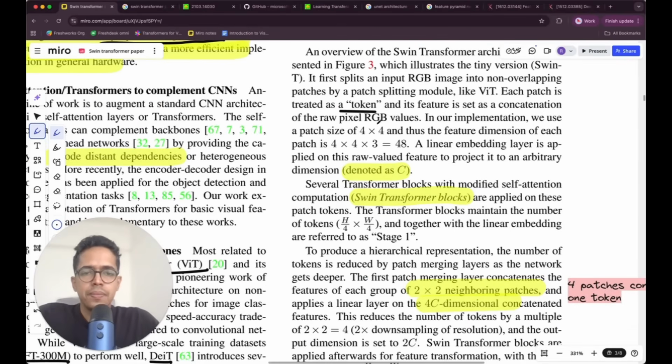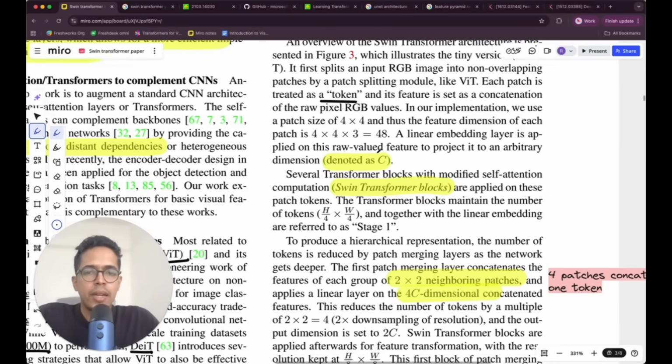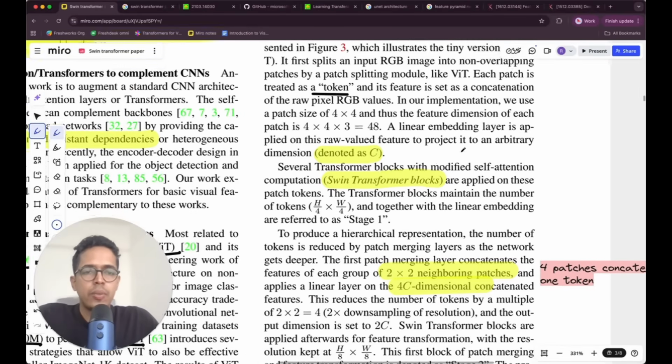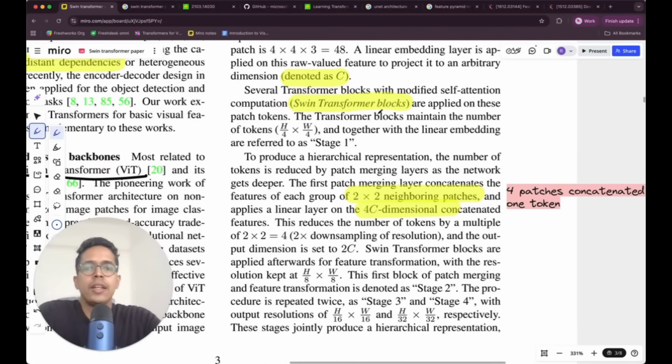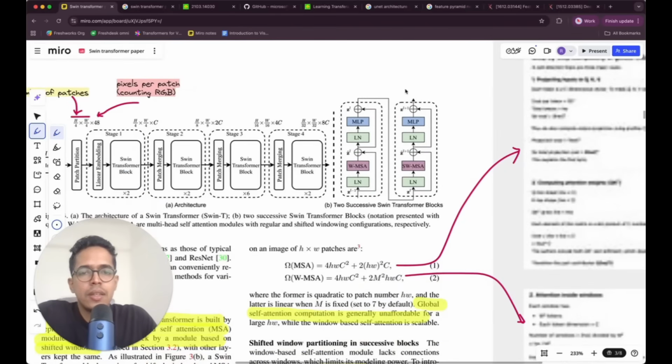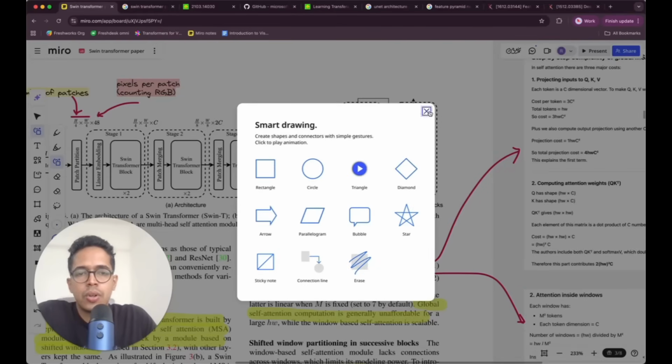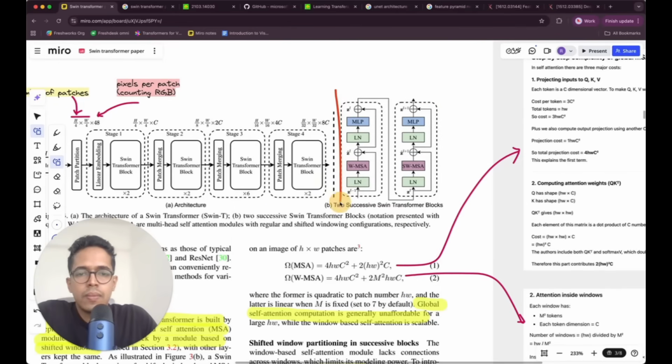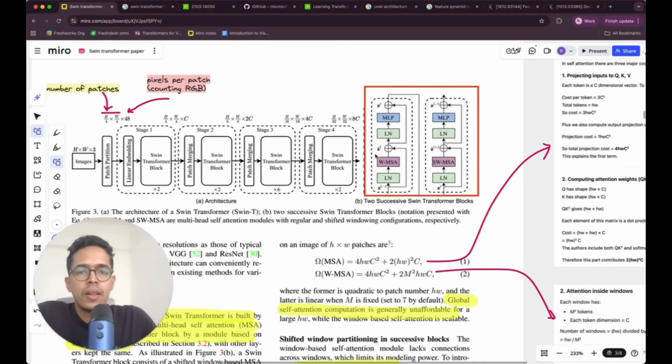Okay. A linear embedding layer is applied to this raw valued feature to project it into an arbitrary dimension denoted as C. Several transformer blocks with modified self-attention computation. These are called Swin Transformer blocks, whose diagram is given here. So this is a separate thing. Okay, so please don't get confused. I just want to draw, so whatever is inside here is the Swin transformer block.